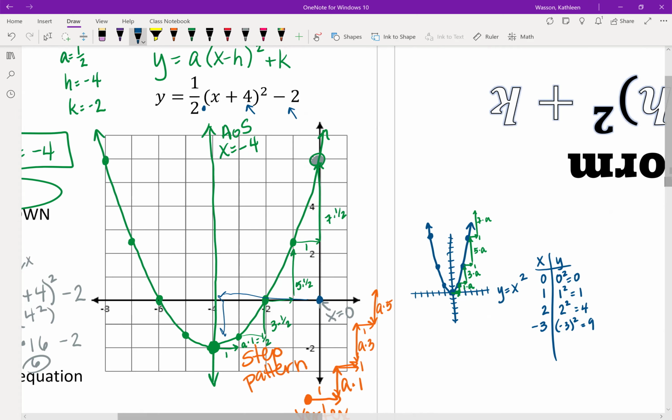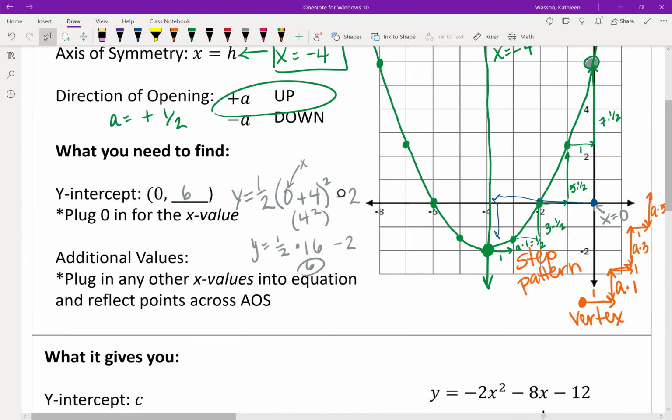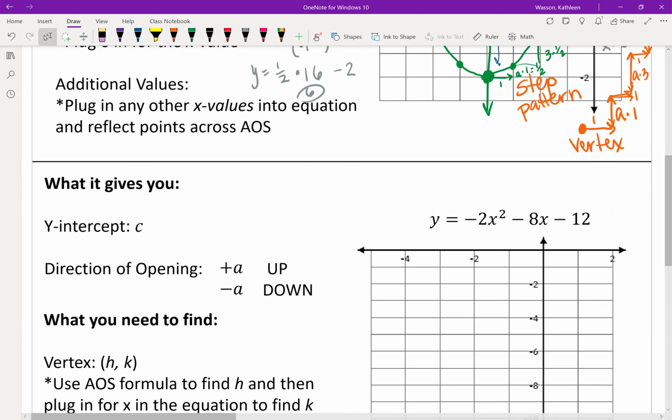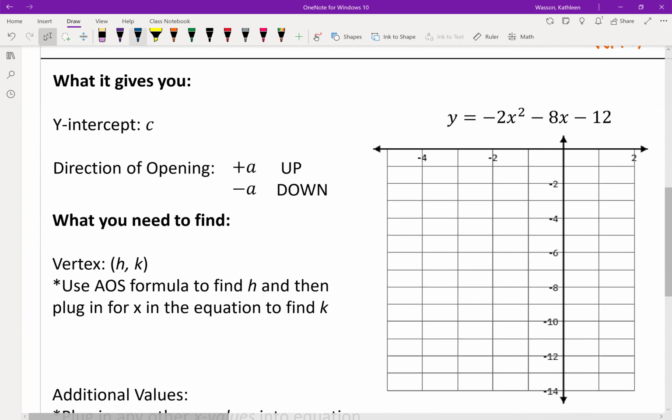Okay, this is the vertex form. The other one that we also use is the standard form. And we did that first. A standard form equation is written in the form y equals a x squared plus bx plus c. And a is the same number for the vertex form equation as it is for the standard form equation. They both have a, and a works the same in both of them.